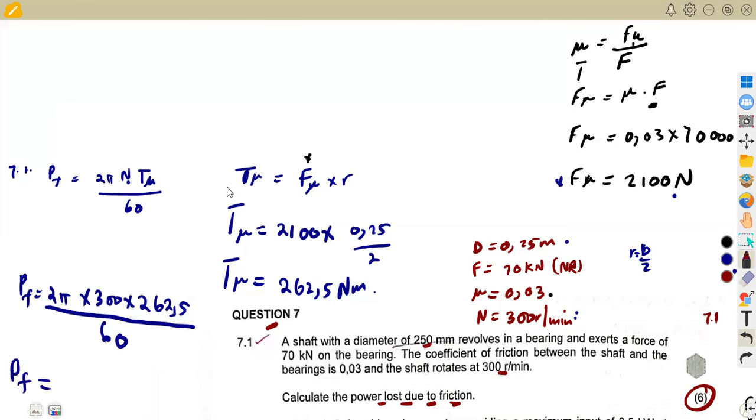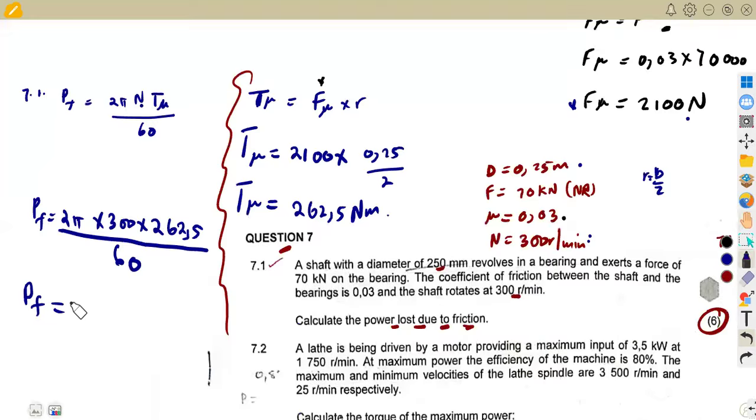That is the idea of this question. You just need to apply your information correctly, and you're done. This gives us 8,246.7 watts. You can convert this to kilowatts if you want. It's up to you.